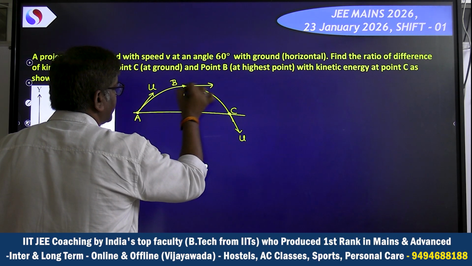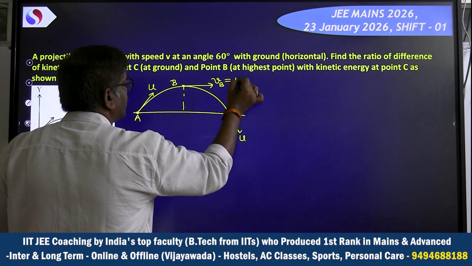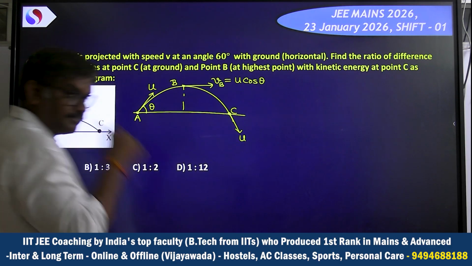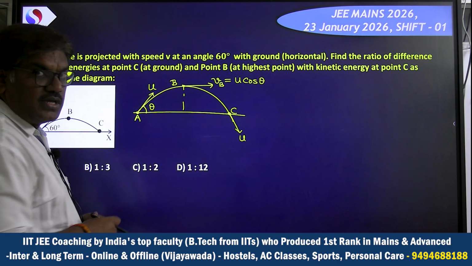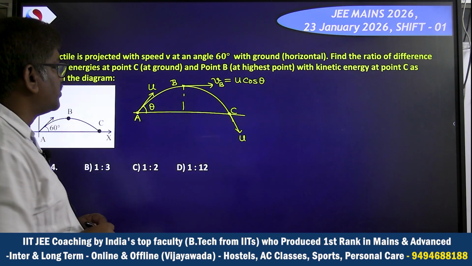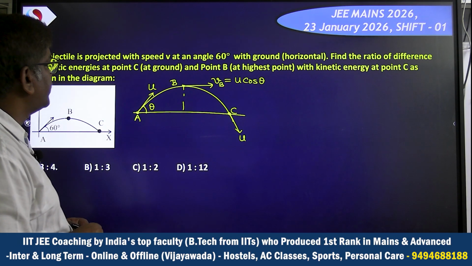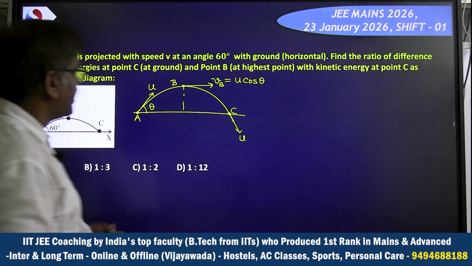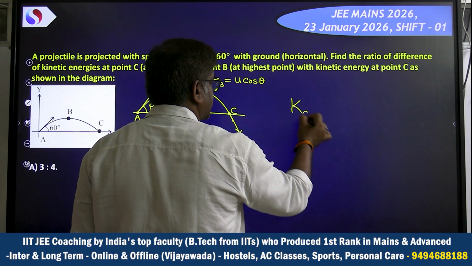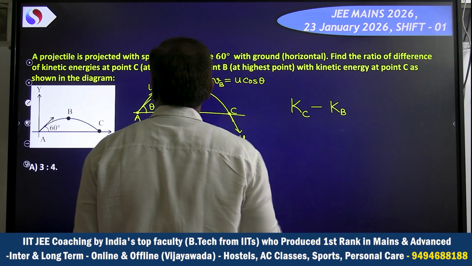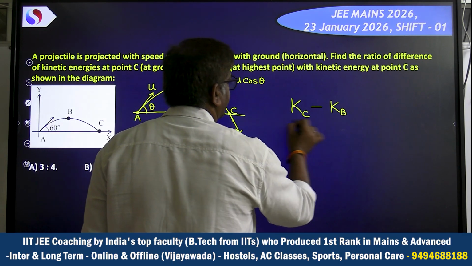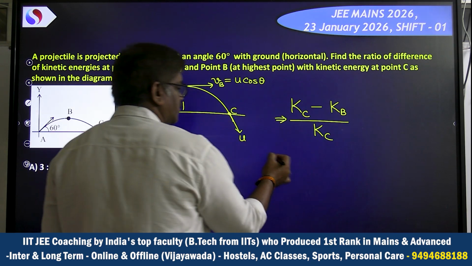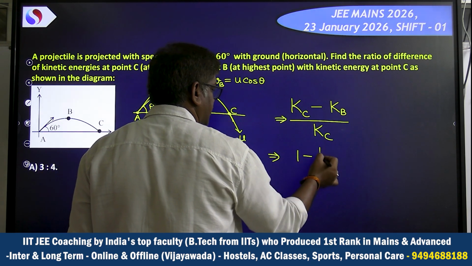If B is representing the highest point, the velocity at the point B will be u cos theta. You know that the x component of the velocity will never change during the projectile motion under gravity. Here they are talking about finding the difference of the kinetic energy at point C and at point B. This value we have to find out. So if we have to find out this value, I can write this as 1 minus KB by KC.